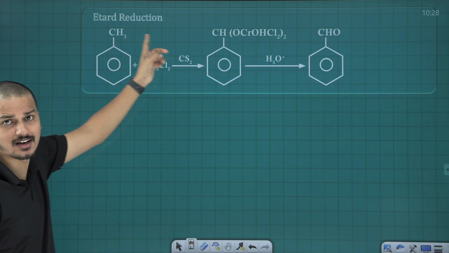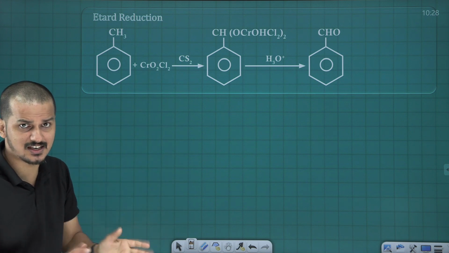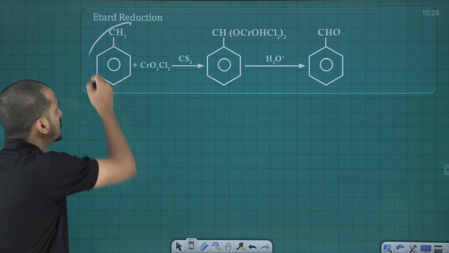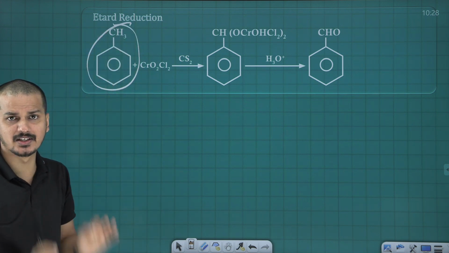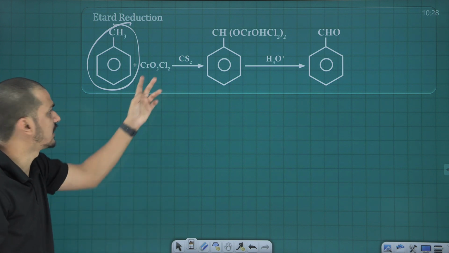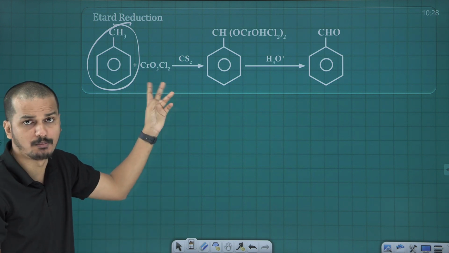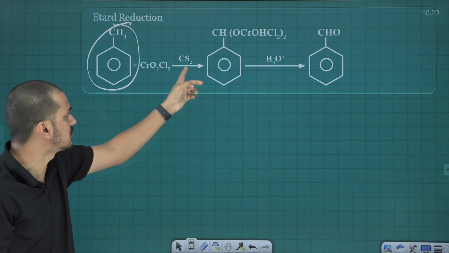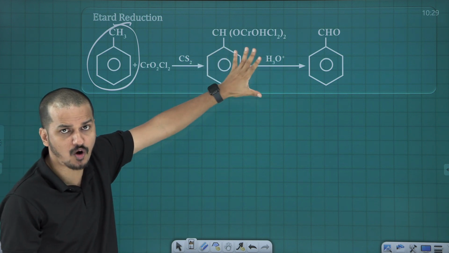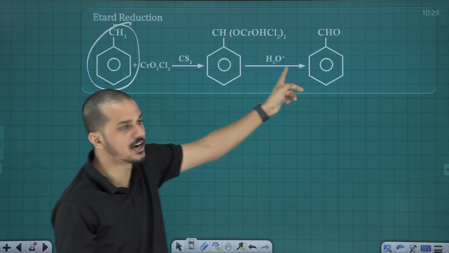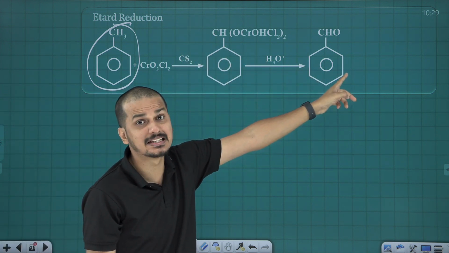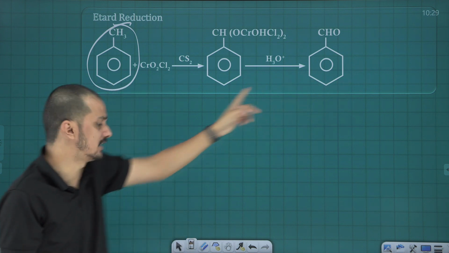Next, Etard reaction. Here you have methyl benzene, that is toluene. You treat it with a chromium compound, chromyl chloride, in the presence of CS2. You get a chromium complex, which on hydrolysis gives benzaldehyde. So that is the benzaldehyde preparation.